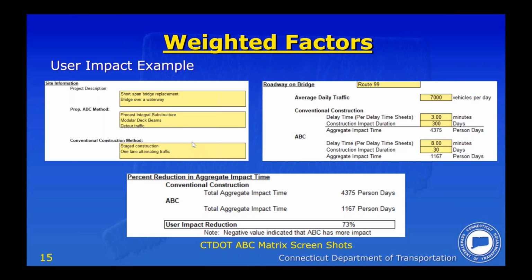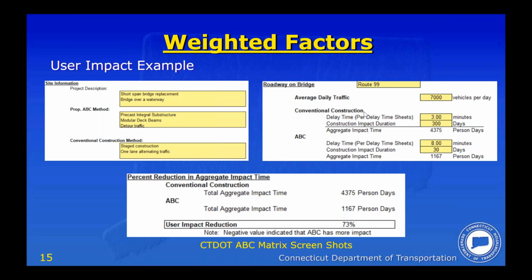That means there's no roadway underneath to contend with. Precast integral substructure modular deck beam with detoured traffic is the ABC alternative. The conventional alternative is staged construction, 1-lane alternating. So the conventional is compared to the ABC from a net delay time. And it's expressed, as I said, in person days. That's the equivalent of 1 person sitting in traffic stationary for 24 hours.